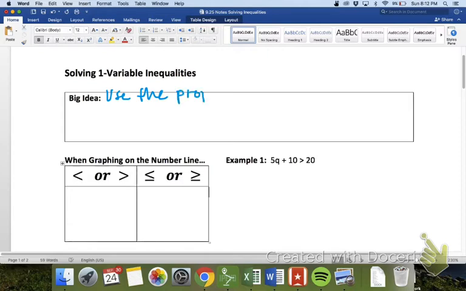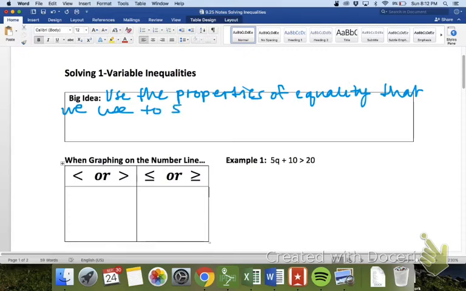Use the same properties of equality that we use to solve equations, but this time we're going to use them to solve inequalities.